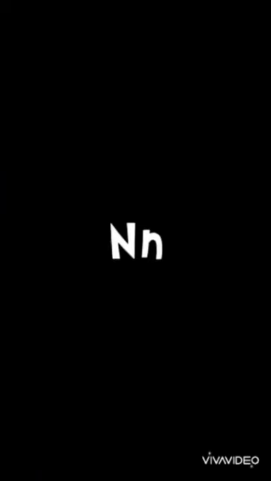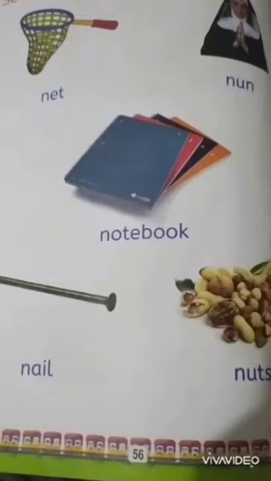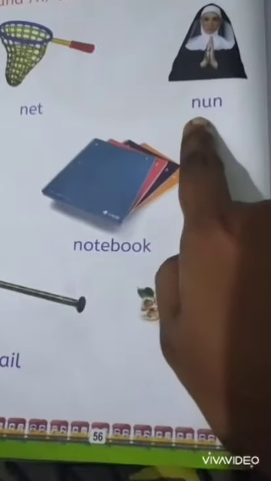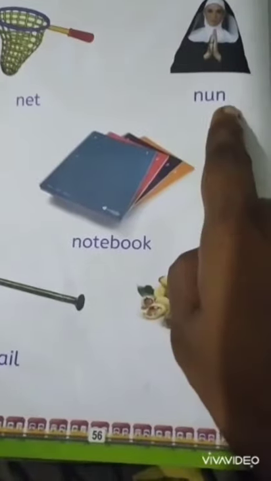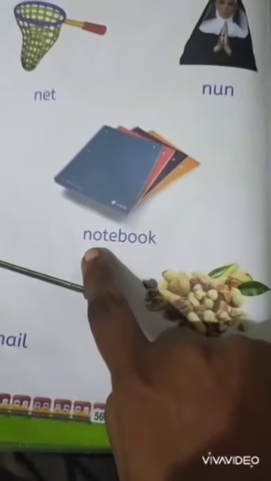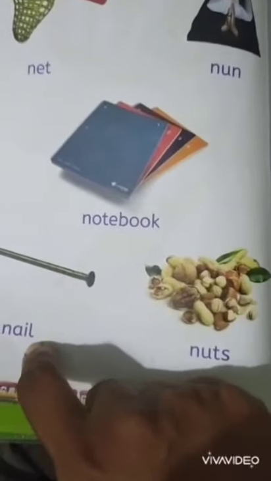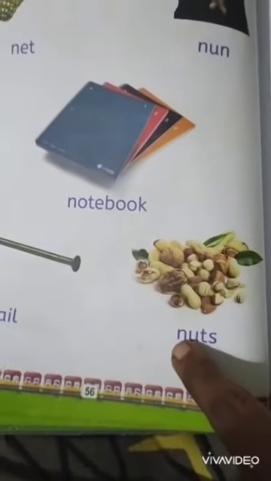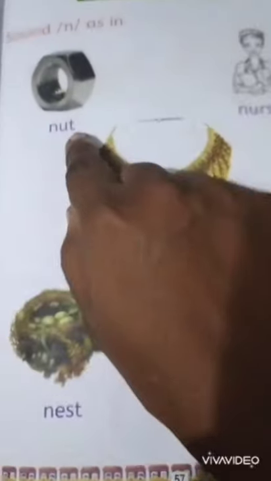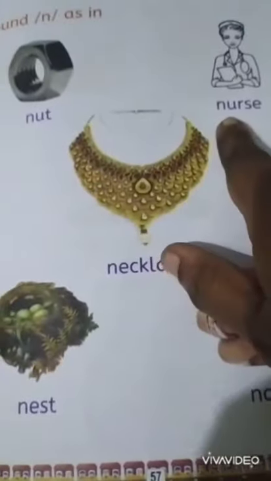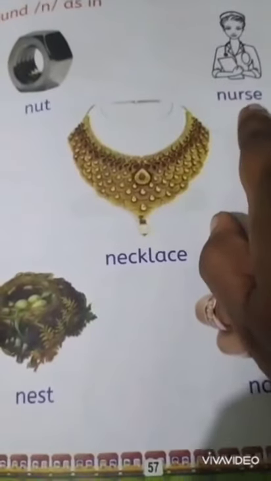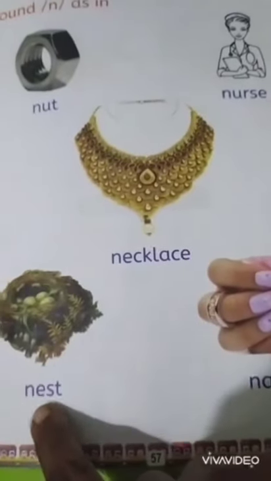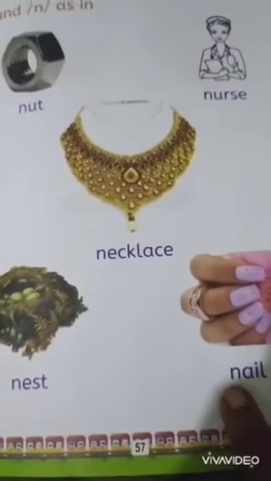Children, let us learn some words that start with the sound N. Net. Notebook. Nail. Nuts. Nut. Nurse. Necklace. Nest. Nail.